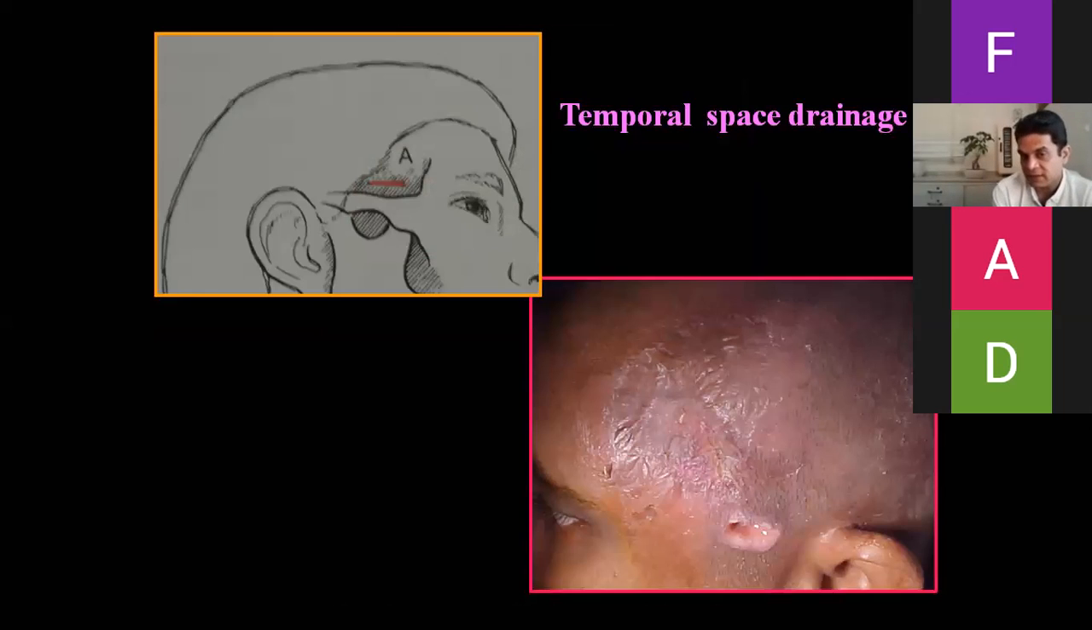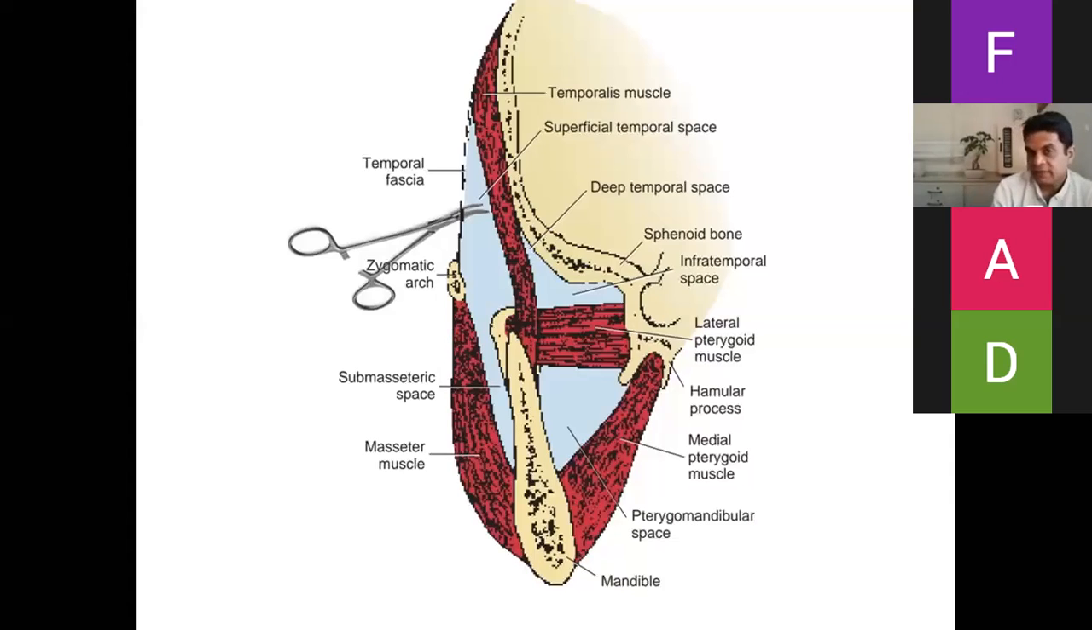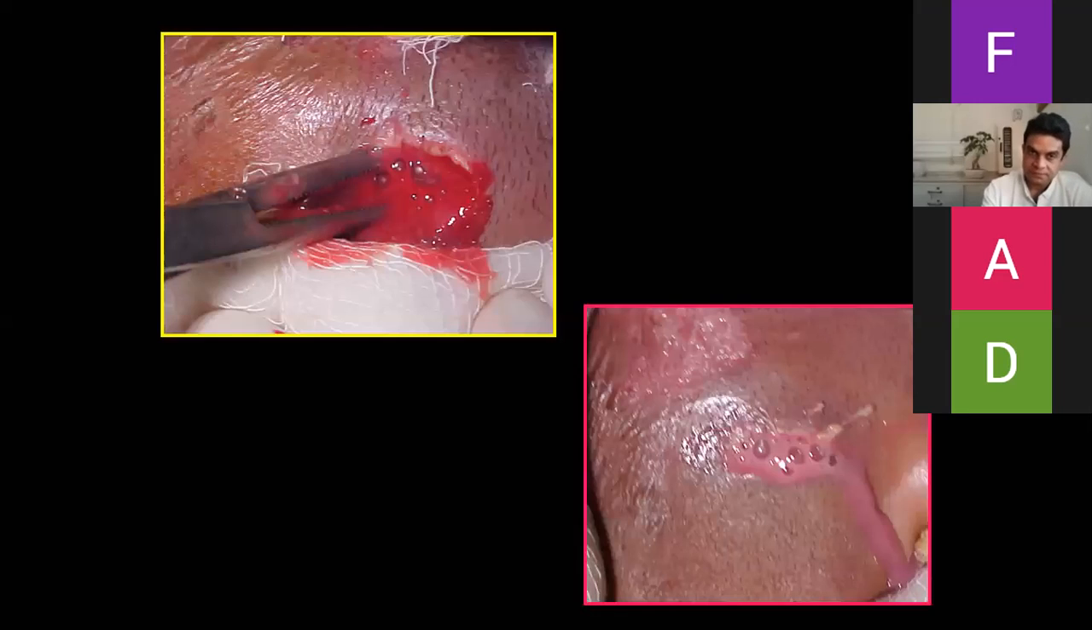This is the temporal space. You can see we give our incision parallel to the zygomatic arch so that we don't cut any of the nerve. So we just give an incision through the skin and the superficial temporal fascia, enter into the temporalis space and open the artery forceps, and the abscess will start draining. Can you see these bubbles? These bubbles are indicative of anaerobic infection. This is the CO2 which is forming inside, and when we drain it along with the abscess, the bubbles come. This indicates that it was an anaerobic infection.